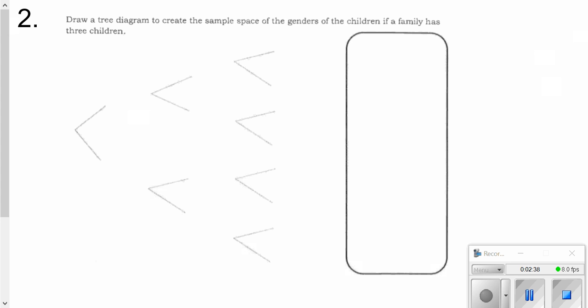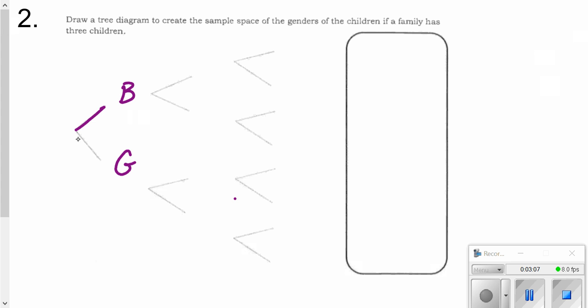So the second question says draw a tree diagram to create the sample space of the genders of the children if the family has 3 children. Now, this question admittedly is a little simplified just for being a math problem. We are just going to think of gender as being binary, and I know that a lot of theory says that that is not true, but just for the sake of being a math problem, that is how we're going to think of it. So let's just suppose that each child is labeled a boy or a girl.